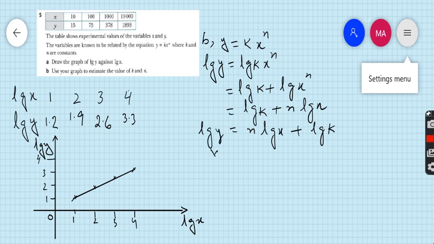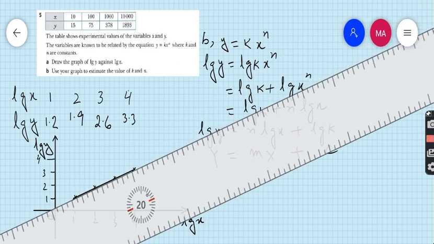Now compare this with the general equation, y equals m x plus c. So we have to find the values of k and m. C represents the y-intercept, so first we have to find the value of the y-intercept. Draw a dotted line in order to find the y-intercept and read this value carefully.